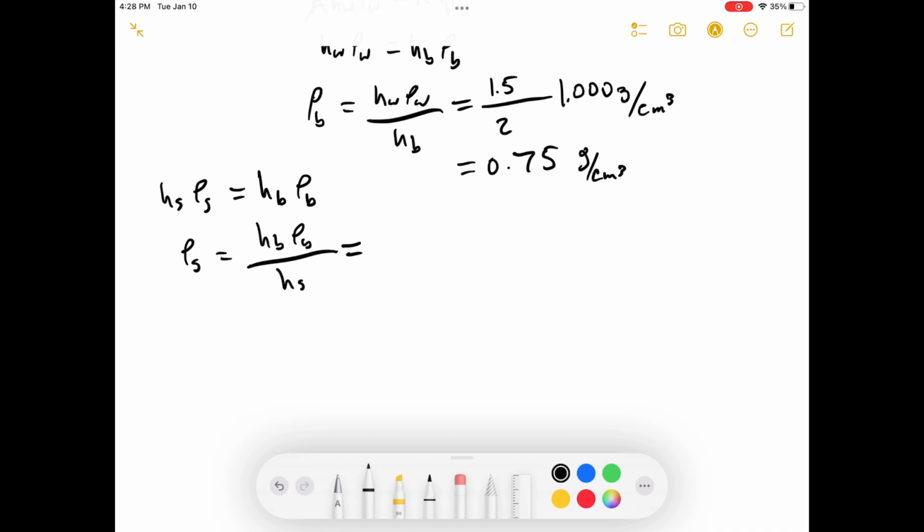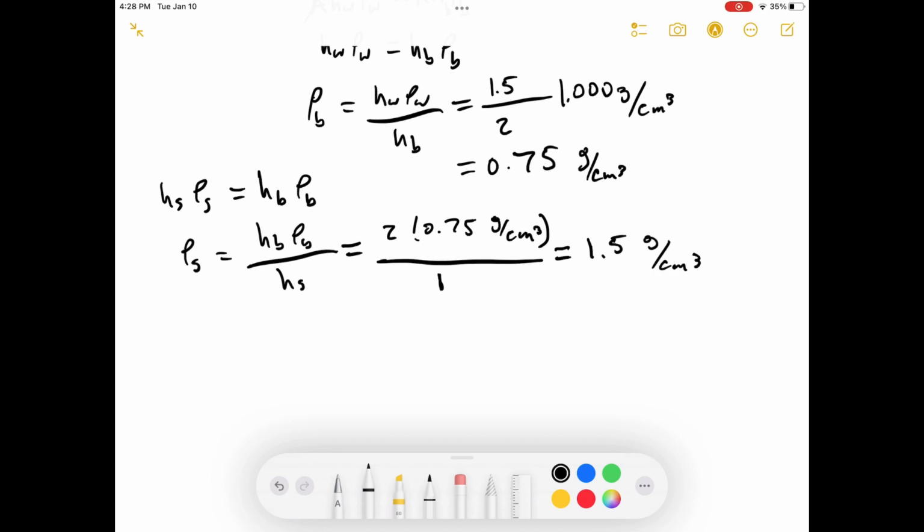Now it told us that when placed in an aqueous solution, the block of material floats with 1 inch below the surface. Okay, so that means we have 2 times 0.75 grams per centimeter cubed over 1. So that means the density of the solution is 1.5 grams per centimeter cubed.